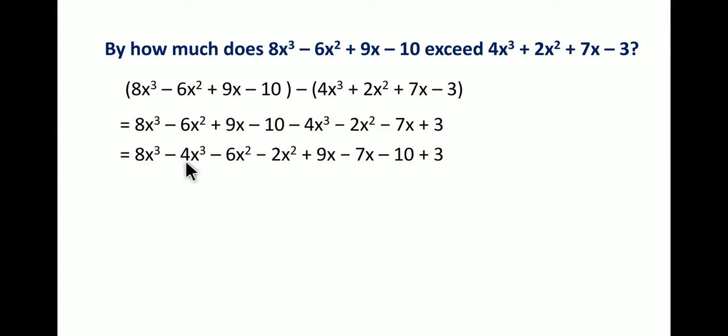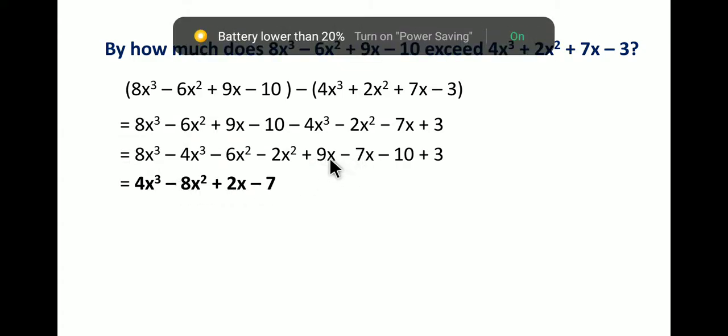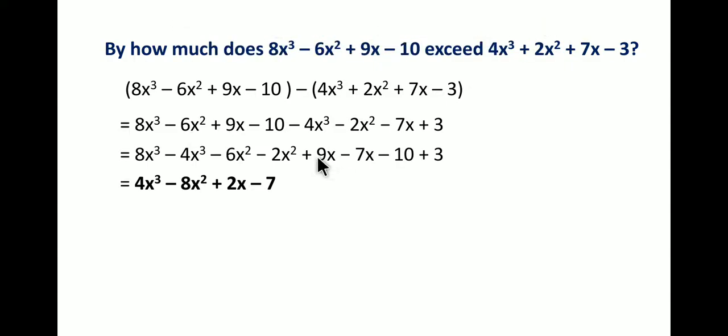Now these two have different signs, plus and minus, 8x cubed minus 4x cubed, and we will do the subtraction. So 8x cubed minus 4x cubed is equal to 4x cubed. Minus 6x squared and minus 2x squared, being the same signs, we add. So 6 and 2 becomes 8x squared, and we write the sign which is already there, that is minus. Plus 9x and minus 7x, different signs, we subtract, so plus 2x. Minus 10 plus 3 is minus 7. So 4x cubed minus 8x squared plus 2x minus 7 is your answer.